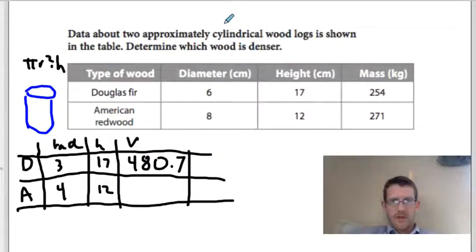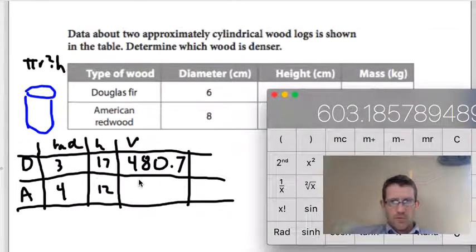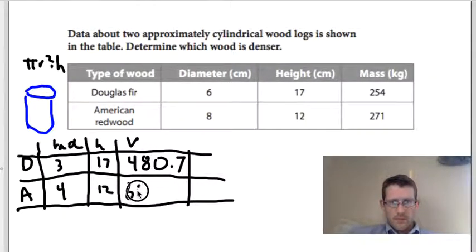The book has you make a prediction, but it's a little weird. The volume is more dependent on the radius because that's what you're squaring, right? So it's more important to be wide. That'll give you bigger volume than a little bit higher. Sorry, what was that number? 603.2.